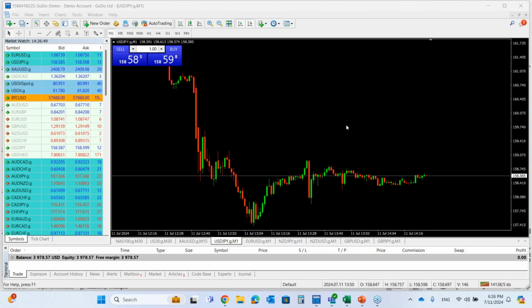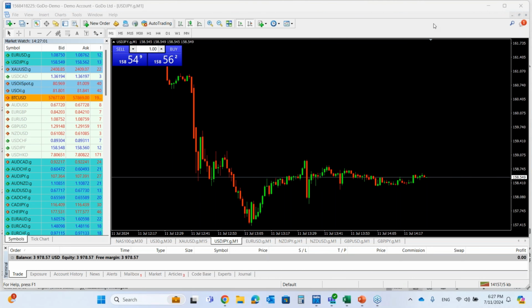So please confirm if you can see my screen. I'm now opening the chart of dollar yen in the MT4. So please confirm if you can see my screen. Okay, and I will now give you a live example.